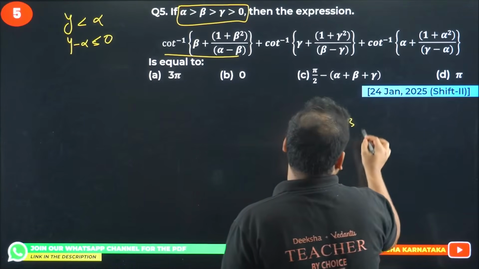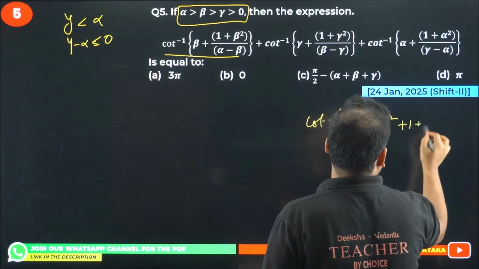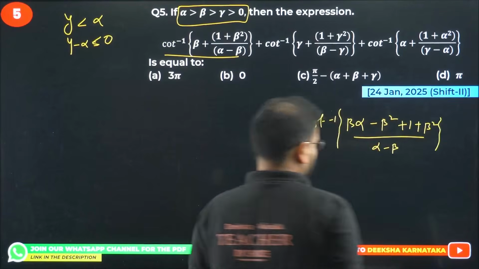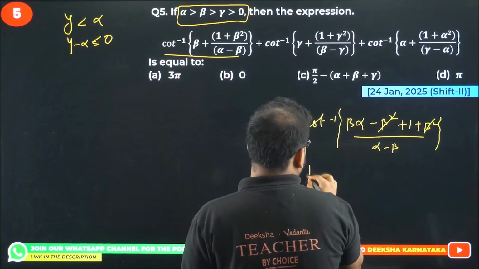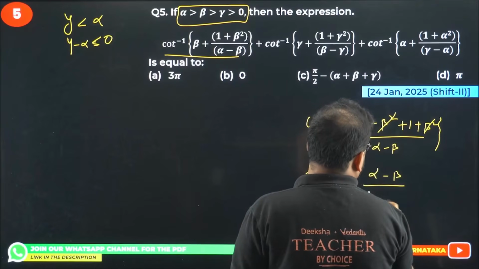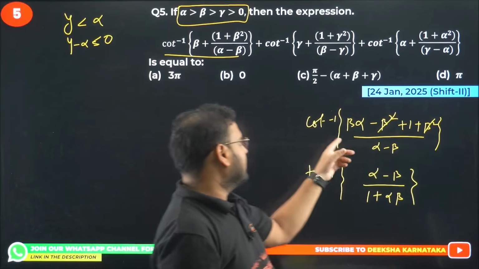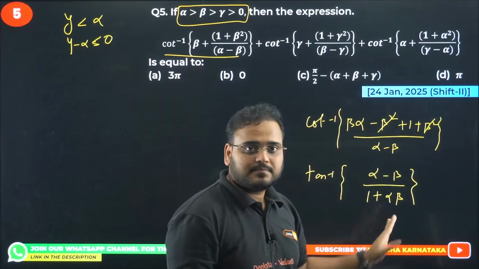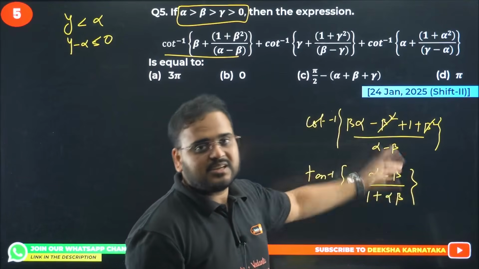So let's multiply. We have beta, alpha minus beta square, plus 1 plus beta square. That's how we take the LCM. Okay, cancel. If I have cot inverse, I can write tan inverse from here. It becomes alpha minus beta upon 1 plus alpha beta. Check carefully. Beta plus beta alpha, and plus 1 is left. I've only converted the cot inverse to tan inverse, nothing else. This is alpha minus beta that goes up, and this whole thing just reverses in reciprocal form.